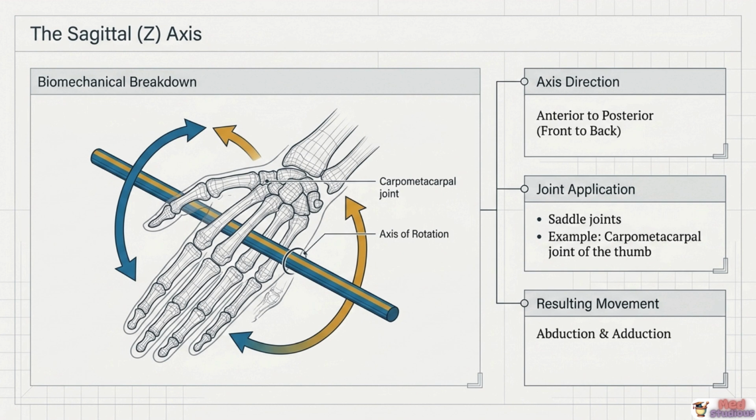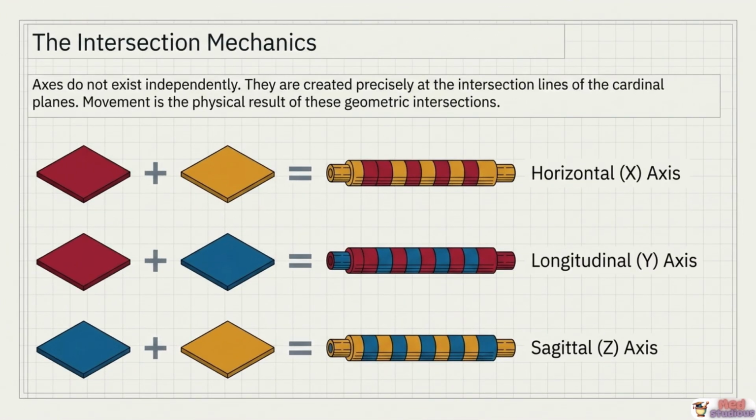This slide reveals one of the most elegant principles in all of musculoskeletal anatomy, the geometric origin of movement itself. Axes do not exist independently. Each axis is created precisely at the intersection line where two cardinal planes meet. This is the intersection mechanics principle, and it explains why planes and axes are inseparable concepts.